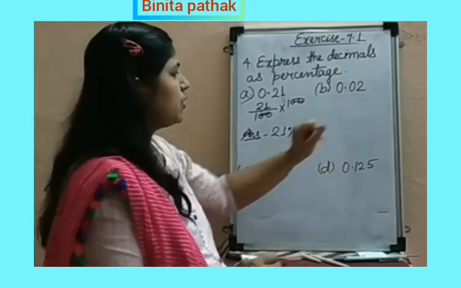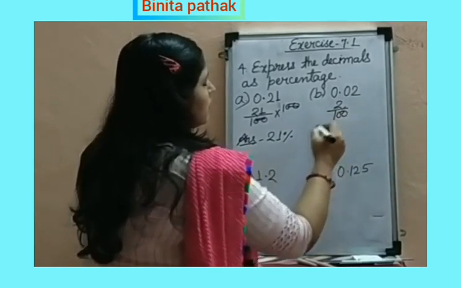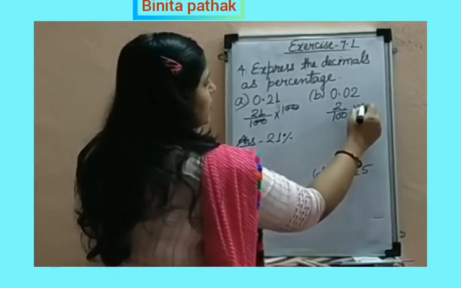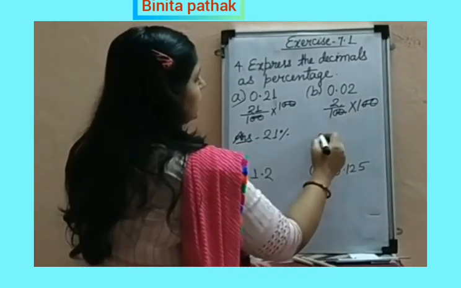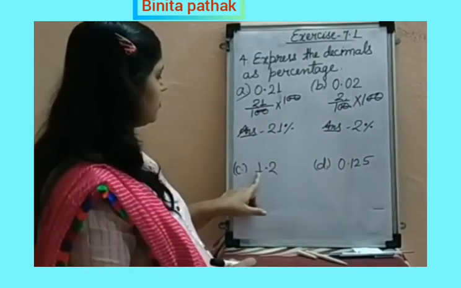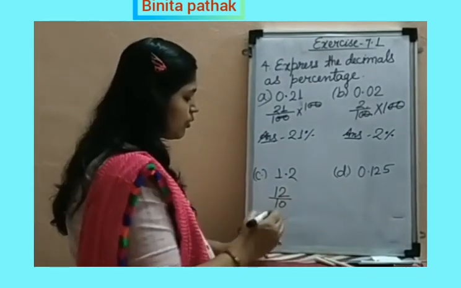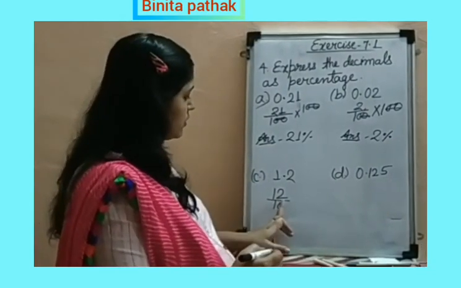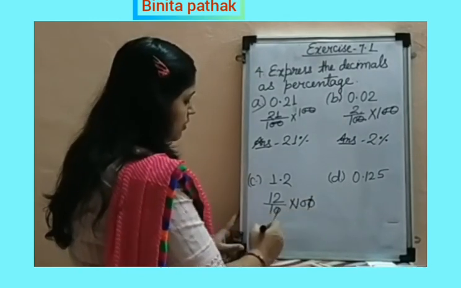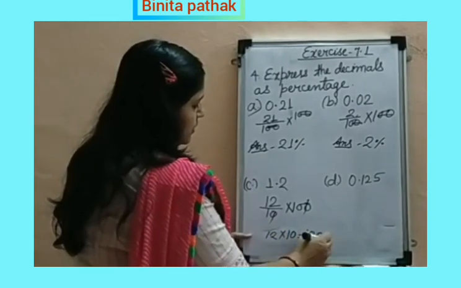Second question. After removing the decimal, it is 2 upon 100. Now for converting it into percentage, it will be multiplied by 100. Answer is 2%. Now the third one is 1.2. After removing the decimal, it is 12 upon 10. Now to convert it into percentage, multiply it by 100. Cancel 10 by 10. 12 into 10 equals 120%.